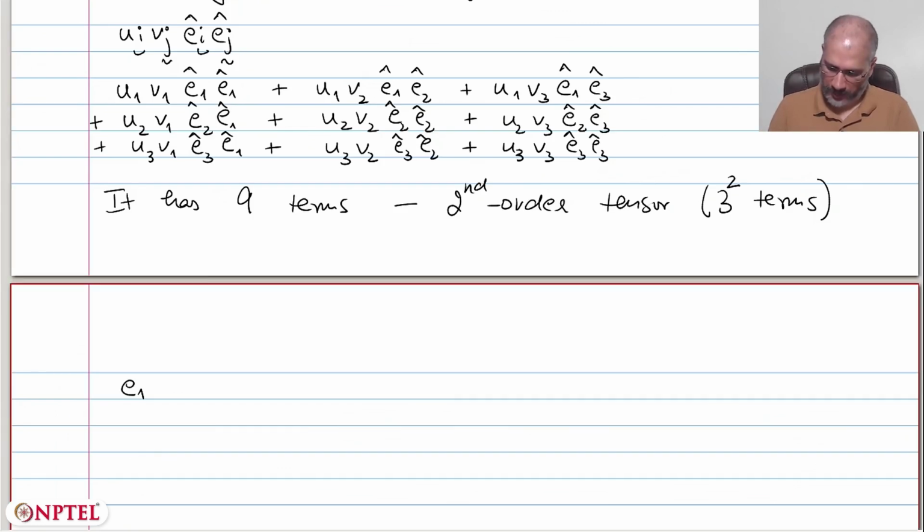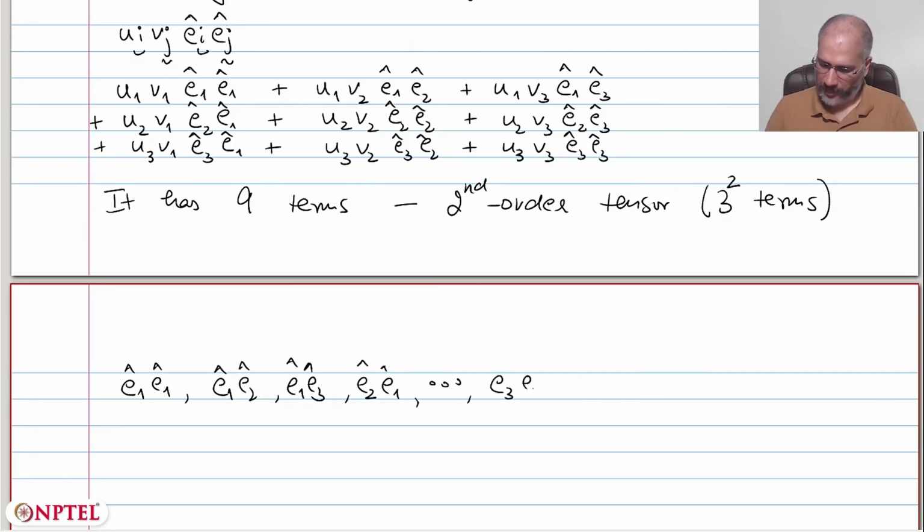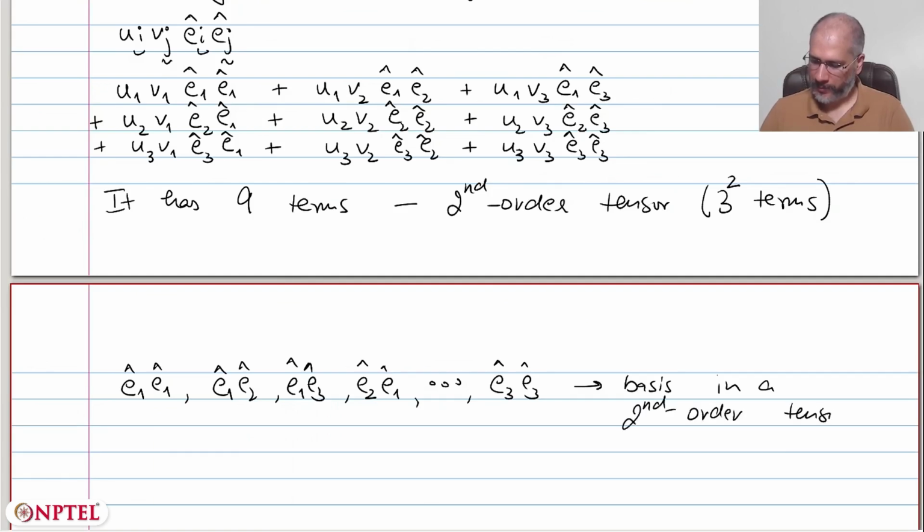So I can say e1 e1, e1 e2, e1 e3, e2 e1, and so on all the way to e3 e3 are the bases in a second order tensor. So with that logic, we can say that any second order tensor can be written as a linear combination of these 9 basis components.